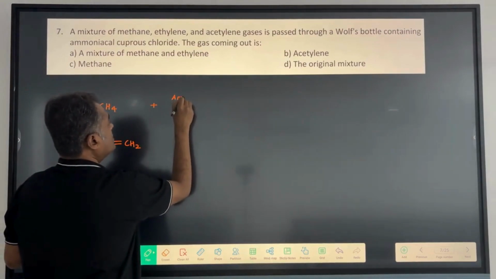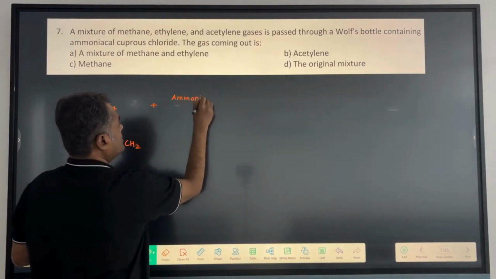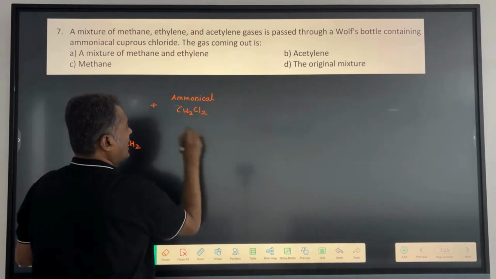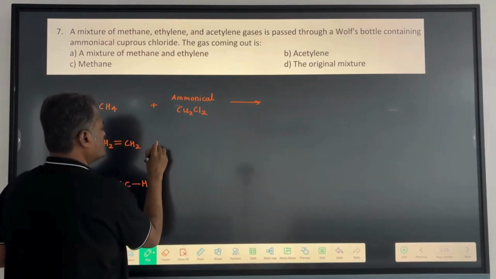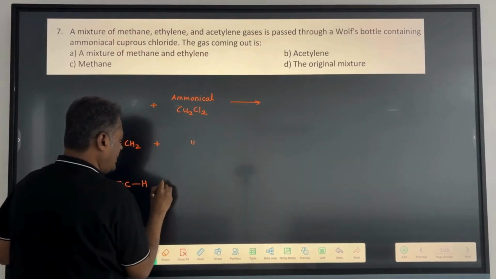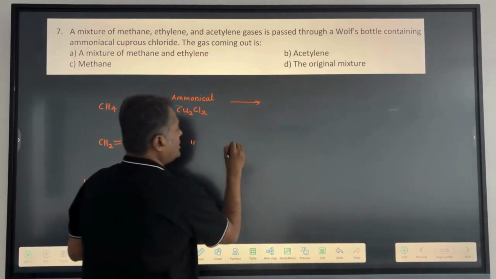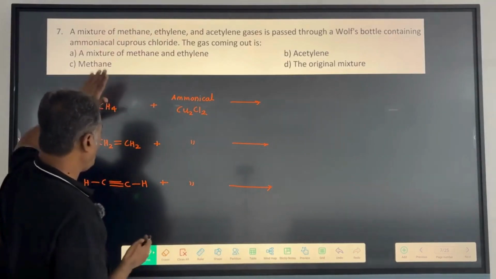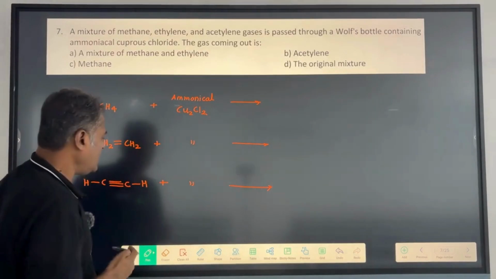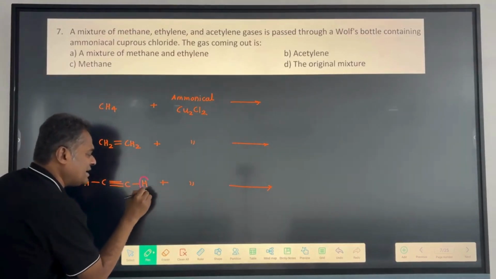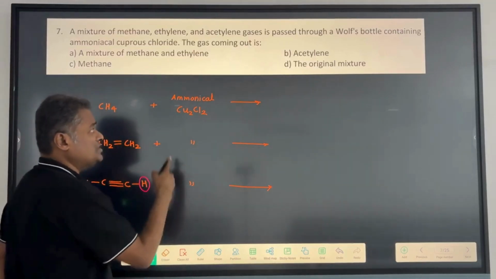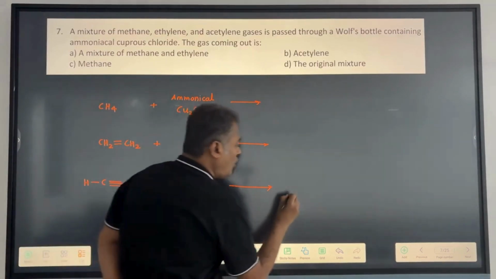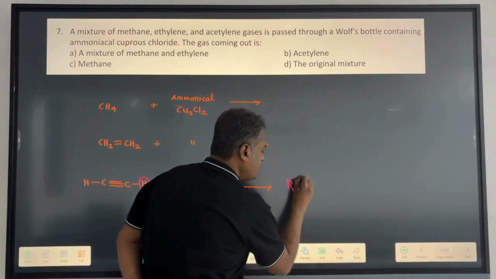Same way over here also, if you treat it with cuprous chloride, what is going to happen? Now, listen. Out of all these 3 examples, your alkyne contains an acidic H. And this ammoniacal cuprous chloride will react with this molecule called acetylene to form a red ppt.